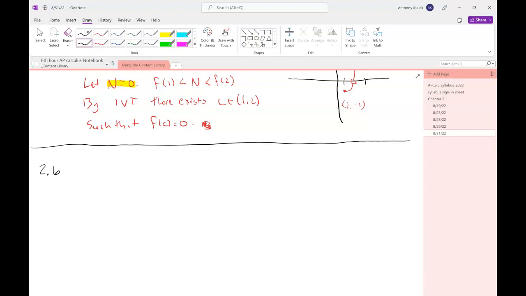Let's do 2.6 now. So here we're going to be talking about limits at infinity, and horizontal asymptotes. So let's put on our time traveling suits and go back to our Algebra 2 class.